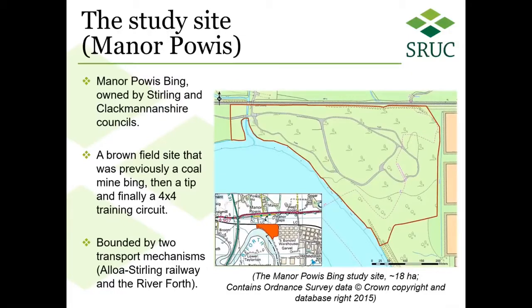And it's been used as a 4x4 circuit on and off, which has probably helped to spread the species around. It's bounded by the Alloa Stirling railway to the north, and the River Forth itself to the south. And part of the project was going to be looking into identifying seed source, how much seed source will get created, how much could spread into those transport mechanisms. Unfortunately, I didn't get that far. That's in the future research bit.